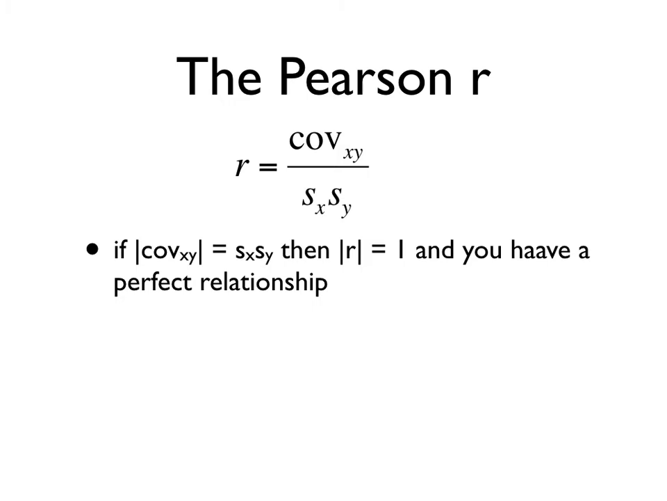So if the absolute value of the covariance of x and y equals the standard deviation of x times the standard deviation of y, then the absolute value of r equals 1.